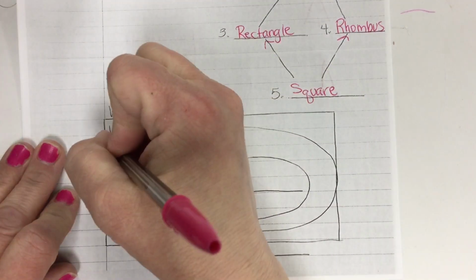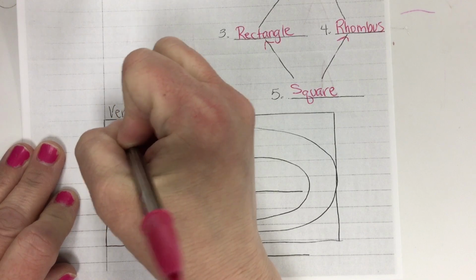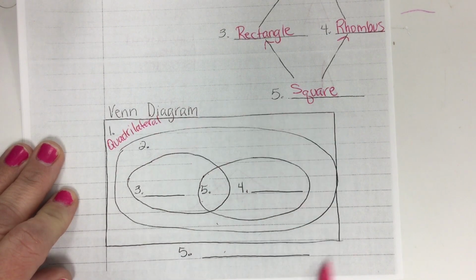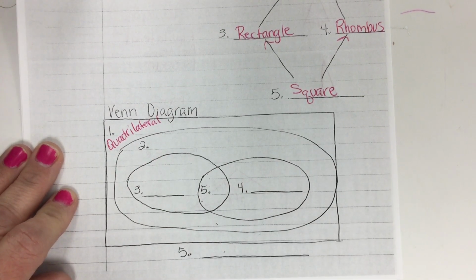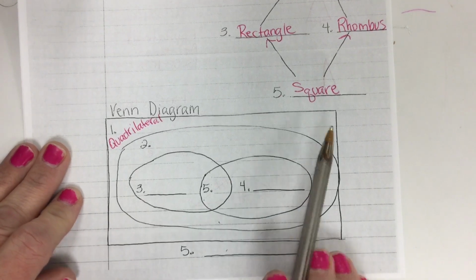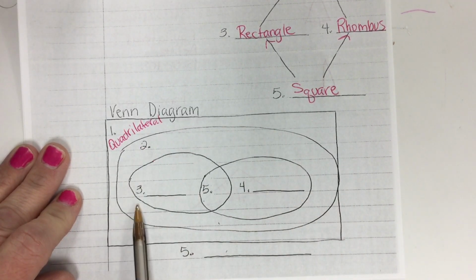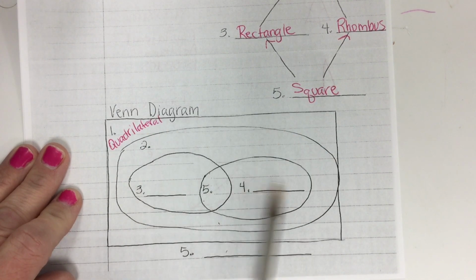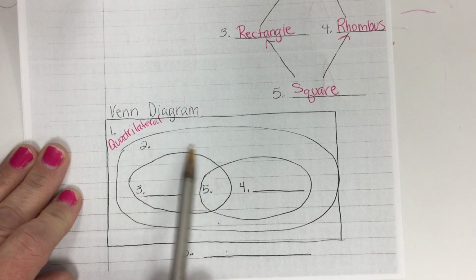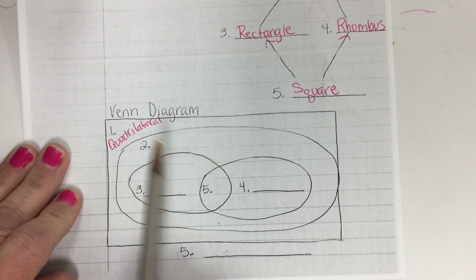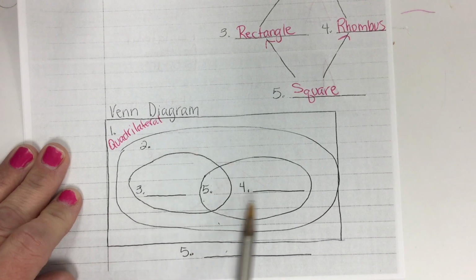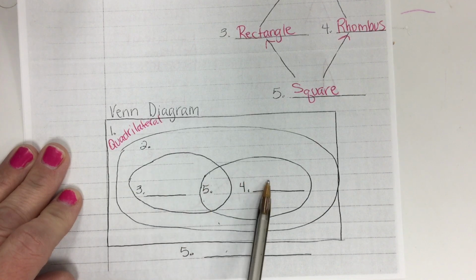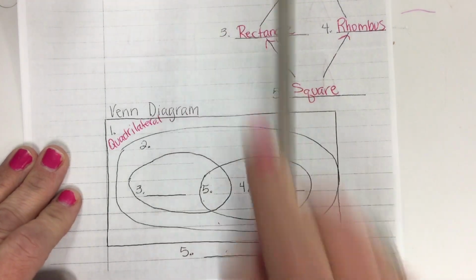And then we have the Venn diagram. So I'm going to tell you first that number 1 is going to be a quadrilateral. Everything inside of this box is a quadrilateral, which means it has 4 sides. But when you look inside this circle, because this is the big circle, everything inside of it falls in this category. So this circle is also going to be a number 2. This number 5 is going to be a 3, a 4, and a 2. So think about that when you did your hierarchy.